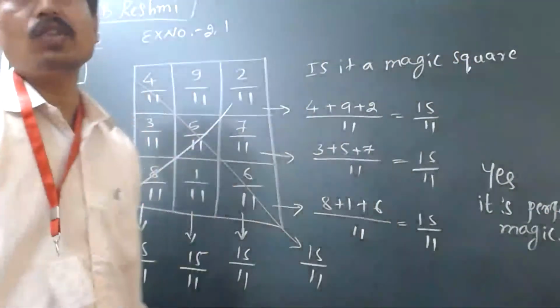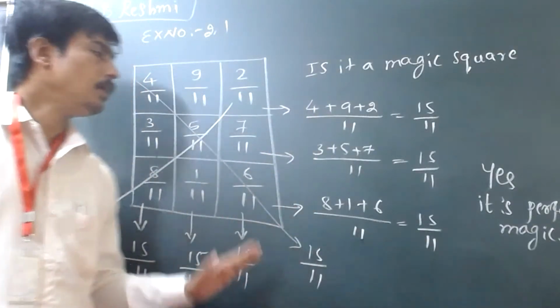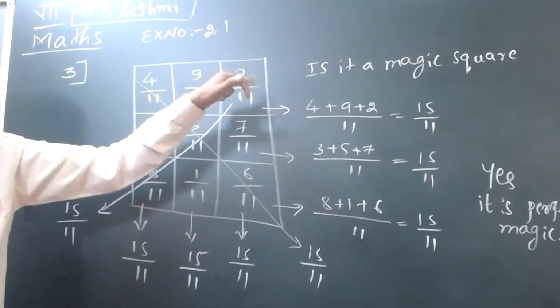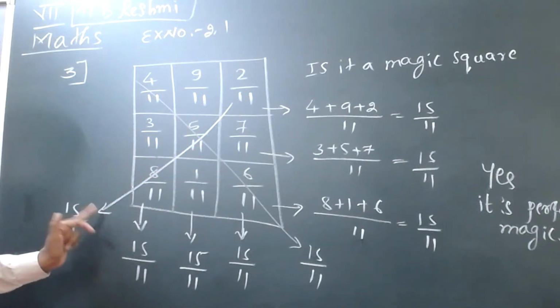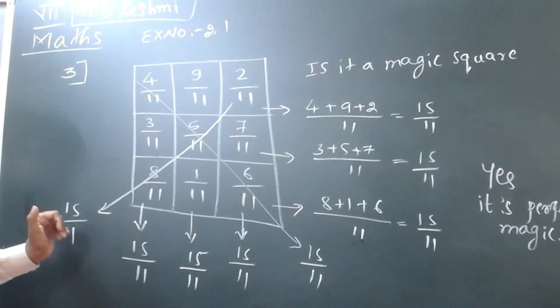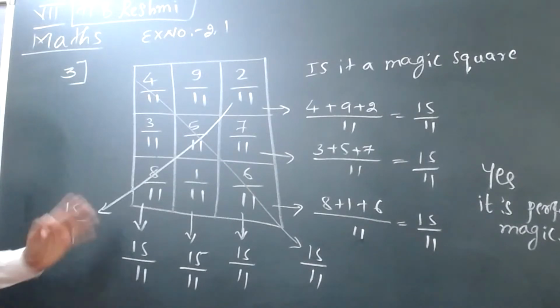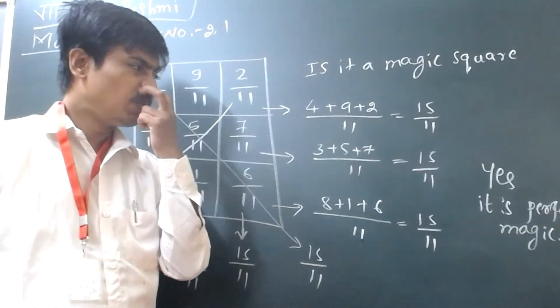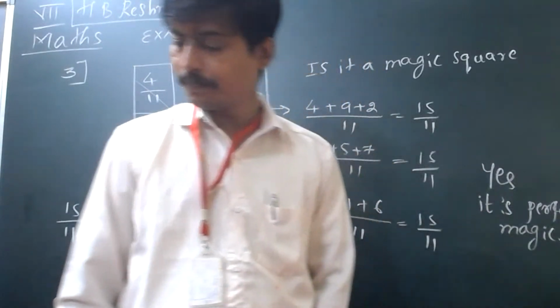They asked the question yes or no, but I have given the steps. First I added row wise, then column wise, then diagonal. Diagonal means the edges of each square; if you join them, it becomes one line, and you can consider it a diagonal. Later on you will study what a diagonal is in the square and rectangle chapters. There also the answer is 15 by 11. So we can add one line: it is a perfect magic square.